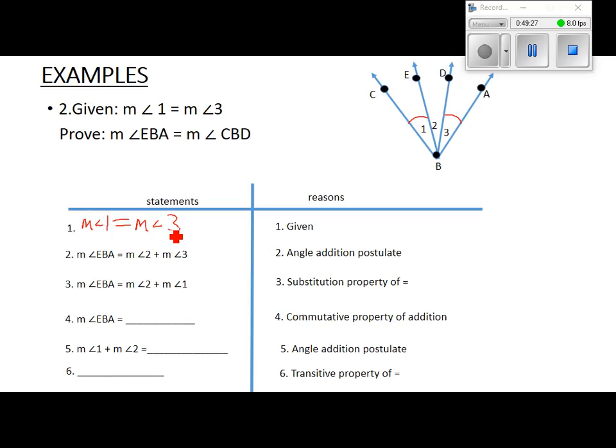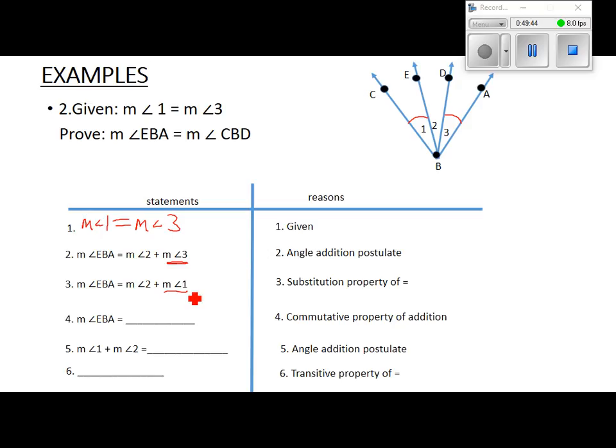What did they do to go from statement 2 to statement 3? Substitution. They took out angle 3 here and put what in its place? Angle 1, because we knew angle 3 and angle 1 were the same. So they used substitution.